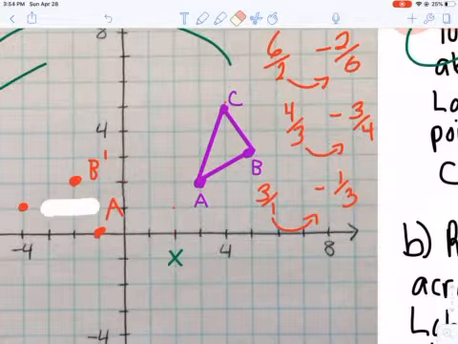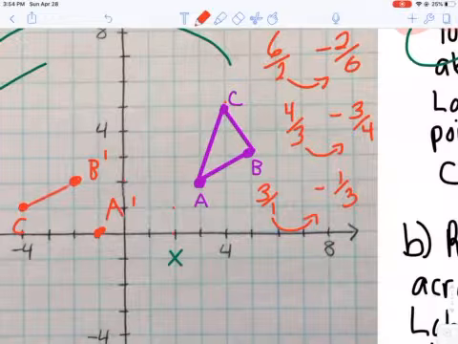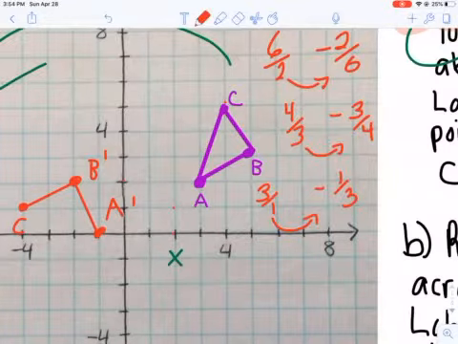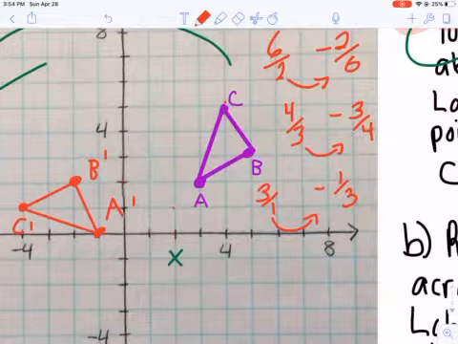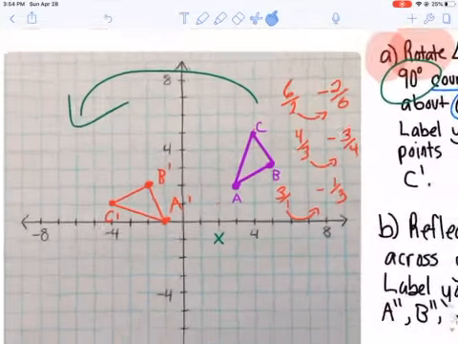So now I have all my points here. All I need to do is connect them, and if you did it right, you'll notice that it's going to look a lot like the one you just rotated. And it does. So I've rotated this triangle 90 degrees counterclockwise.